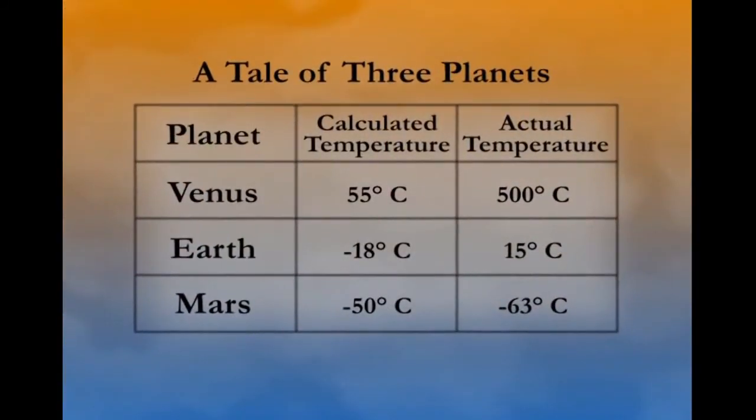So if you look at Venus, Earth, and Mars, and look at the calculated temperatures, 55 degrees Celsius for Venus, minus 18 degrees Celsius for Earth, minus 50 degrees Celsius for Mars, and you ask, what's the actual temperature on these planets? There's a dramatically different answer for each one.